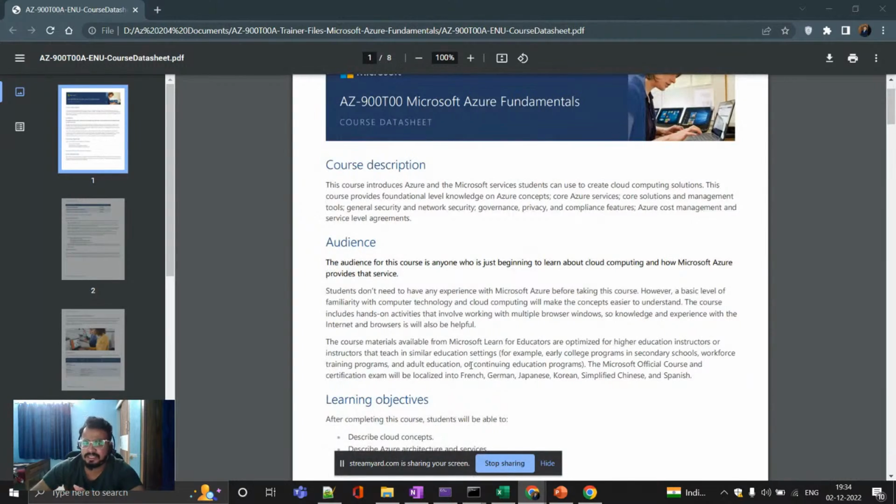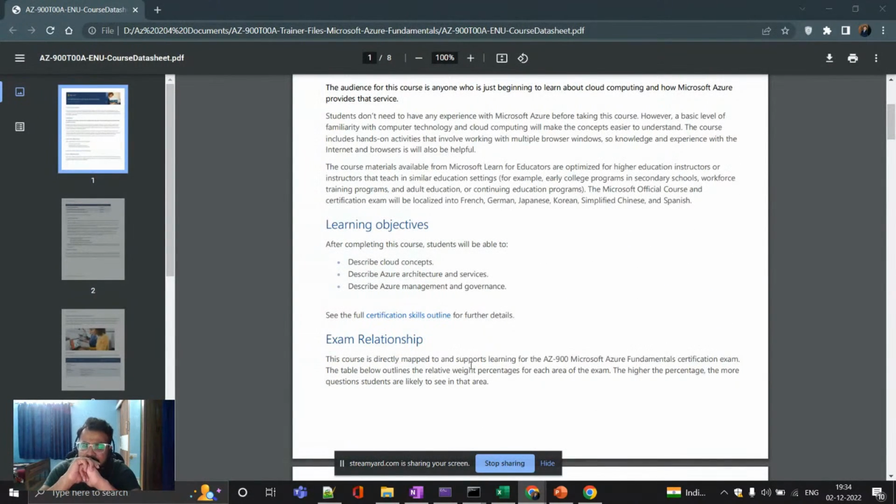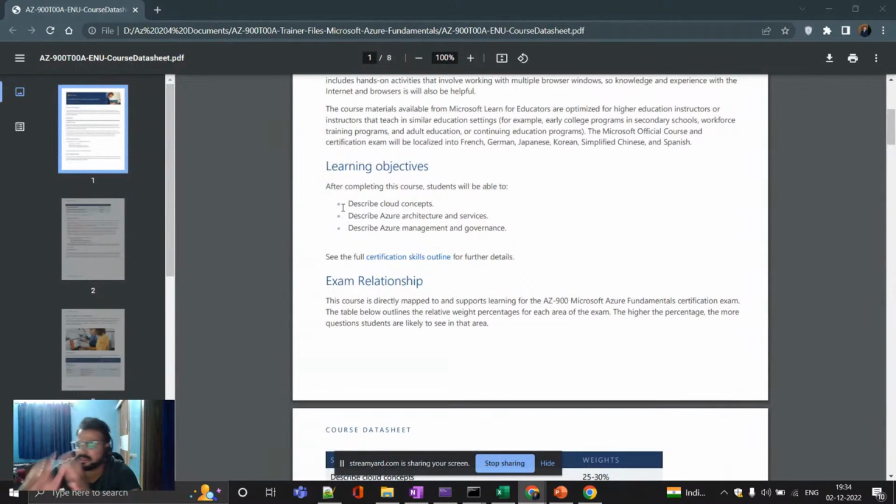So let's see what the learning objectives of this are. Basically here the section has been divided into three types: describe cloud concepts, describe Azure architecture and services, describe Azure management and governance. So you'll be hearing Azure in this whole 5 days, because it's all Microsoft related and we have to focus on Azure here. But the first thing we are going to focus on is cloud concepts. Before jumping into Azure, you need to know what is cloud. So this is why this first chapter or introduction is there for you guys.